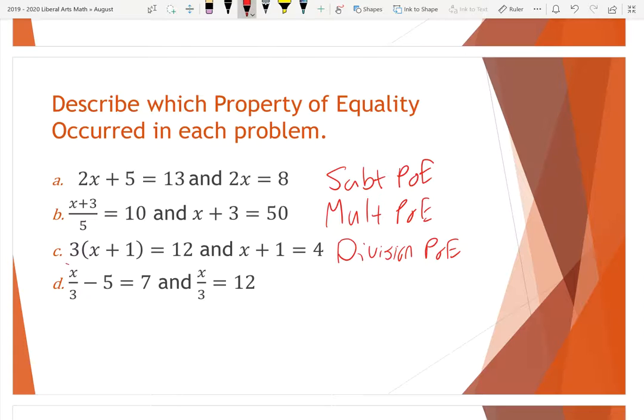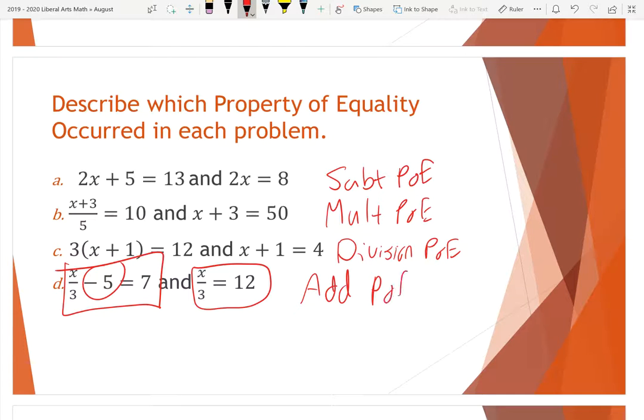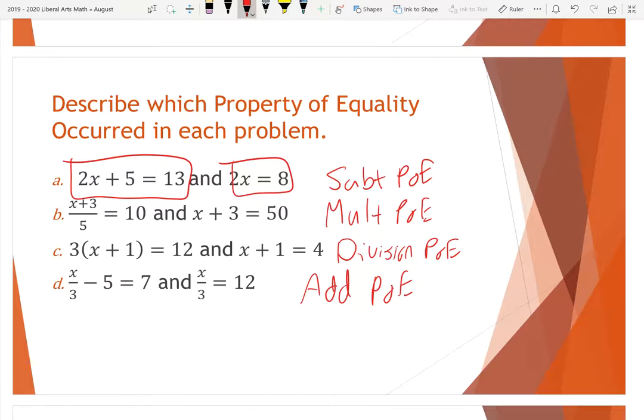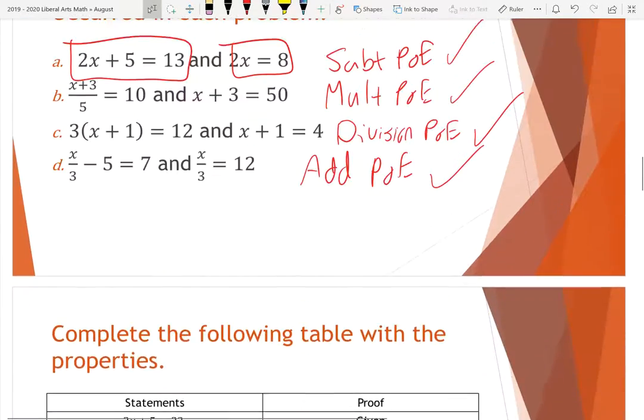And then D, they go from this to this. So they're clearly getting rid of that 5, which means they would have used the addition property of equality to get from there to there. Okay, so again, you have to be able to look at these equations, see what's different, see what they did to make that change, and which property it was that they used to make that change.